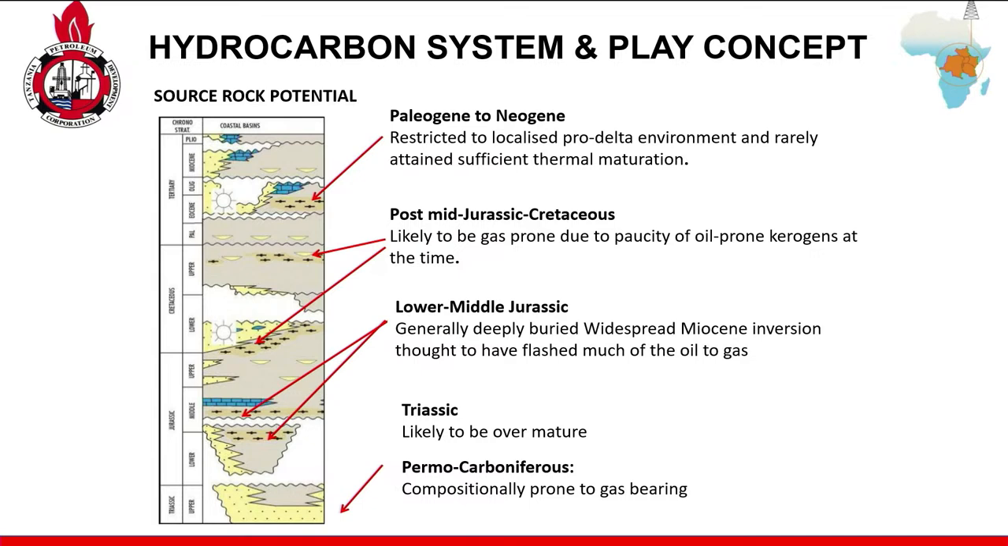The offshore area has source rock potential, which has been identified, and we have Triassic shales, which are more deeply buried, and they are also considered gas prone. And we have lower to mid Jurassic sediments, that's shales, which are also considered gas prone. And this is the main source rock, which is widespread, and this is considered to be feeding most of our reservoirs in offshore Tanzania. Also, we have post to mid Jurassic, Cretaceous and Paleogene to Neogene source rocks.